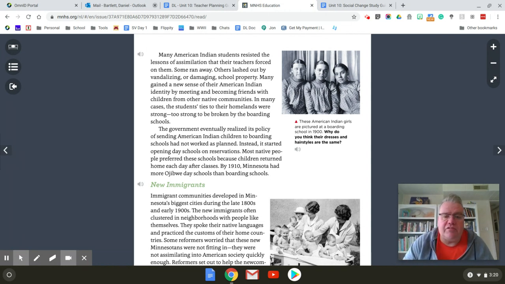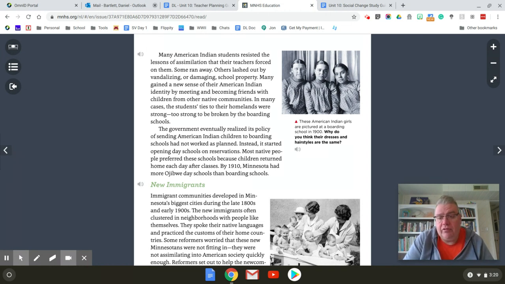The government eventually realized that its policy of sending American Indian children to boarding schools had not worked as planned. Instead, it started opening day schools on reservations. Most Native people preferred these schools because children returned home each day after classes. By 1910, Minnesota had more Ojibwe day schools than boarding schools.